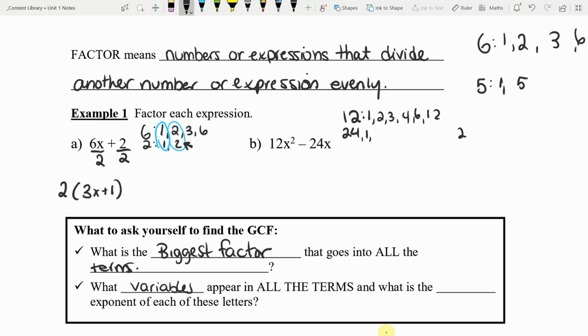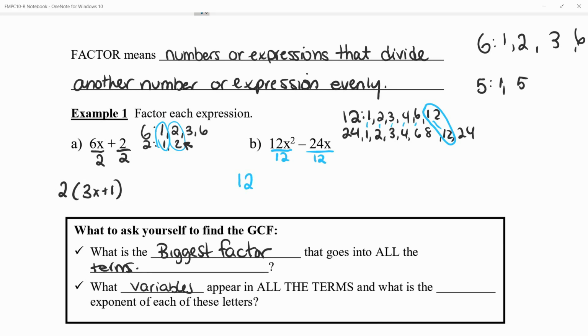24, bigger number, 1 and 24, 2 and 12, 24 divided by 3 is 8, 4 and 6, and it doesn't divide by 12. So these guys actually have a lot of common factors. What we're looking for is the biggest common factor, the biggest number that divides into both of them. And so that number, each term is going to get divided by, and it's going to get pulled outside.